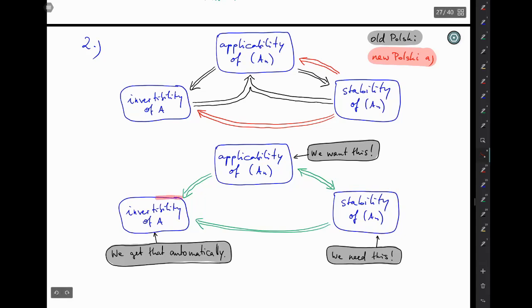It follows from stability. So of course we also need it, because if your operator is not invertible, then the sequence couldn't be stable. But as soon as we have stability, we don't have to worry about invertibility anymore. That's the message here.